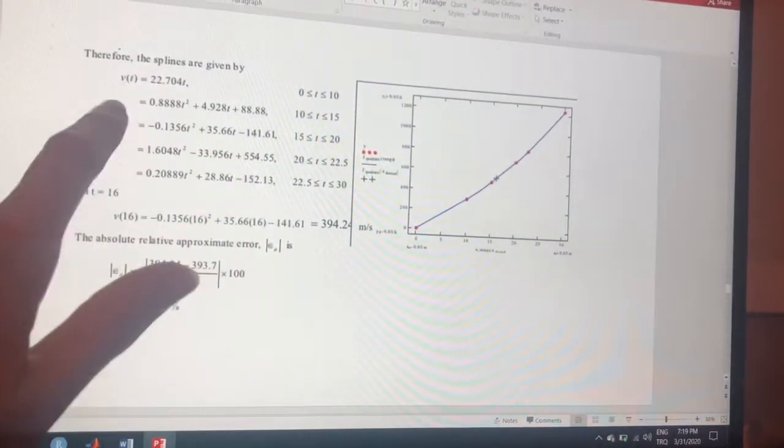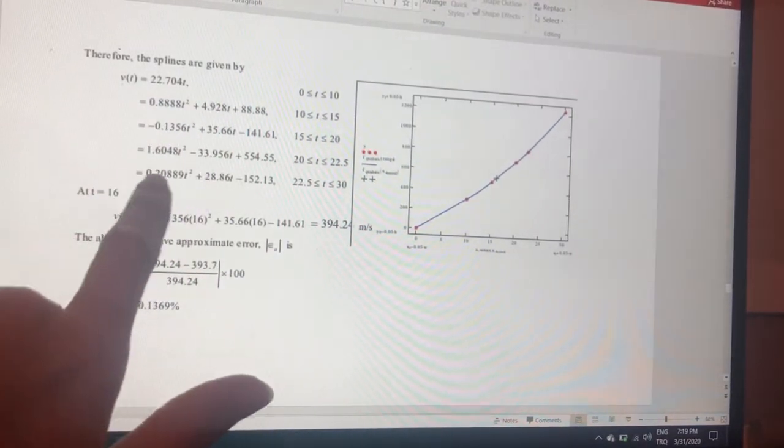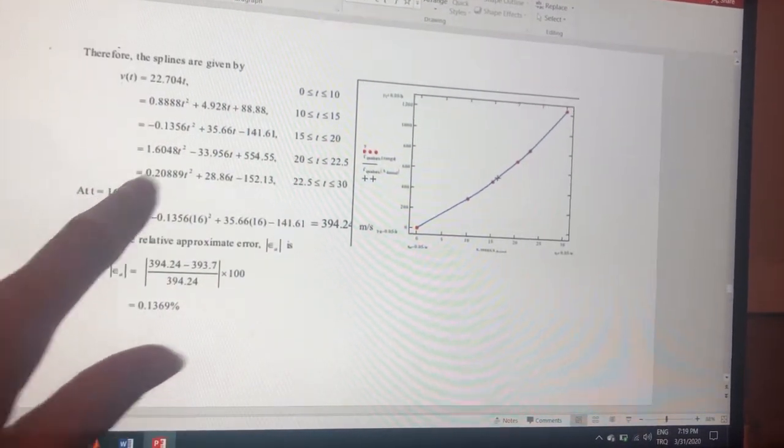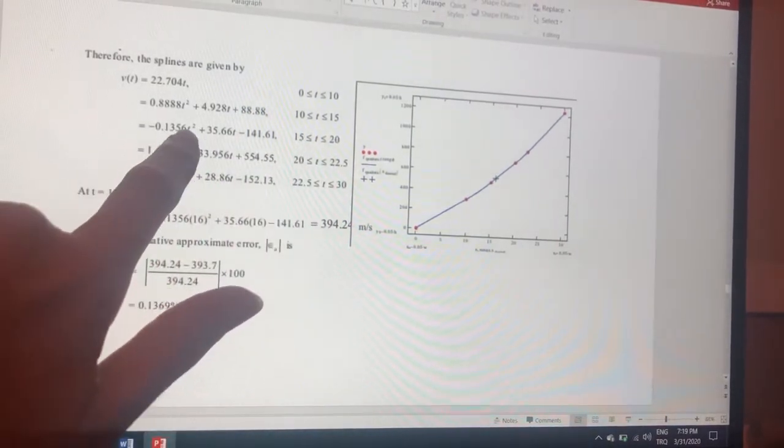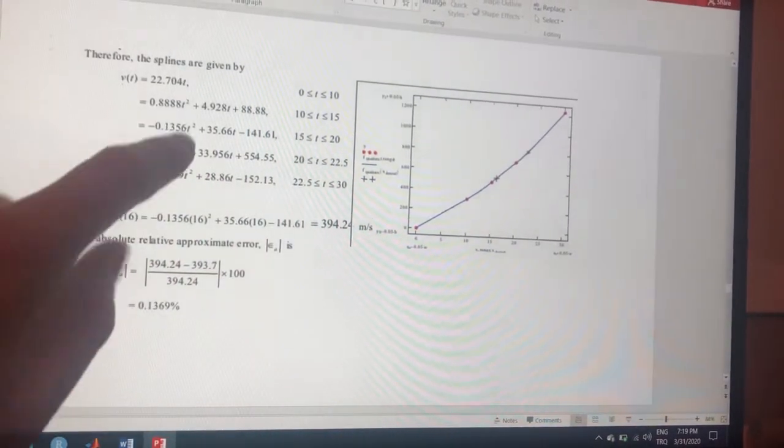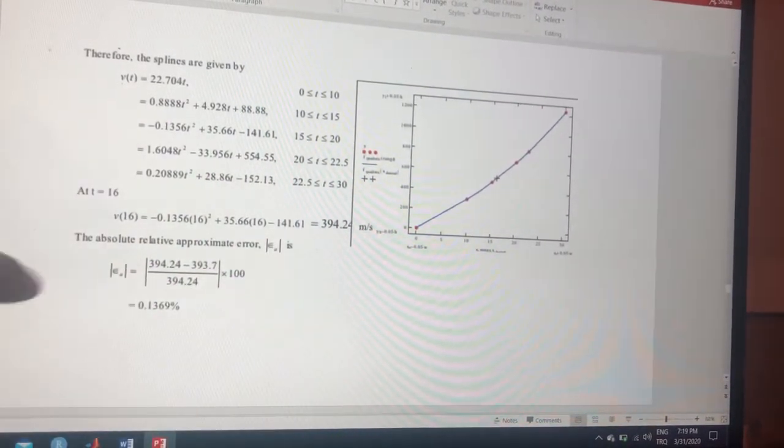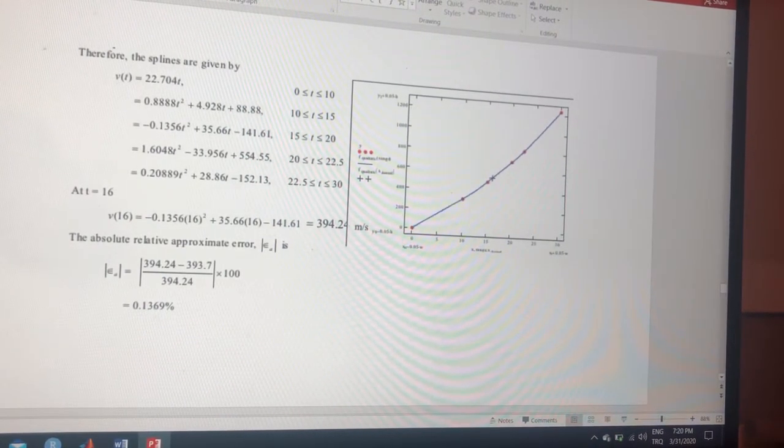And these are the spline equations, first one, second one, third one, fourth one, and fifth one. At T16, it is about that, so that's why we plug it in here, and we are finding the result. And in this one, the relative error is giving us like 0.13%.